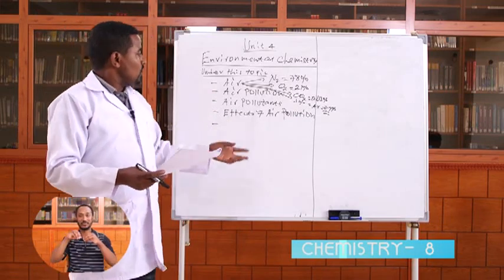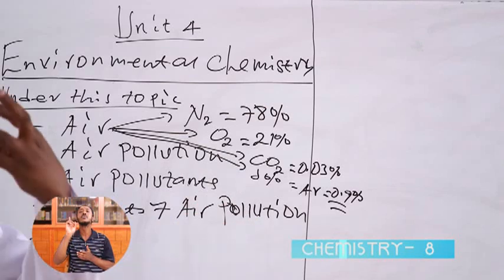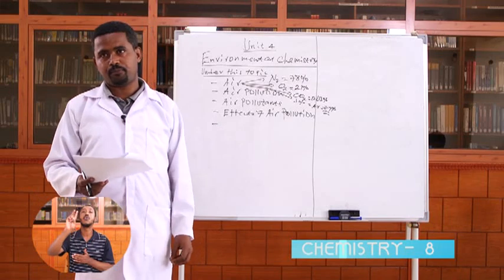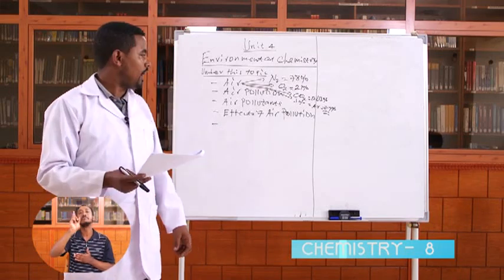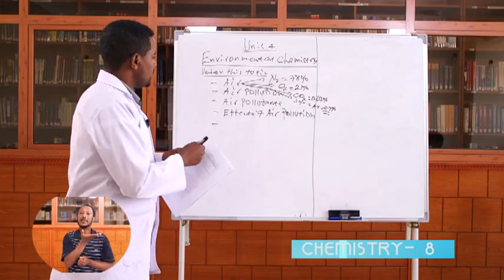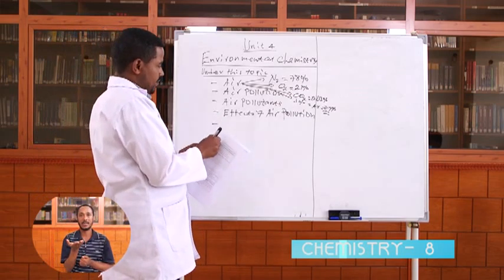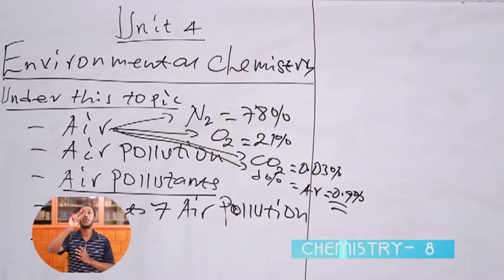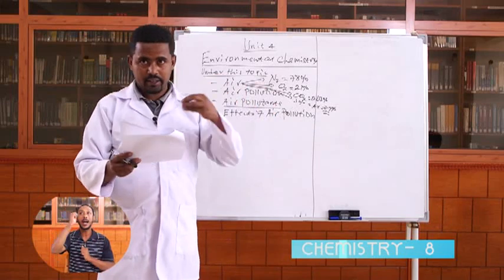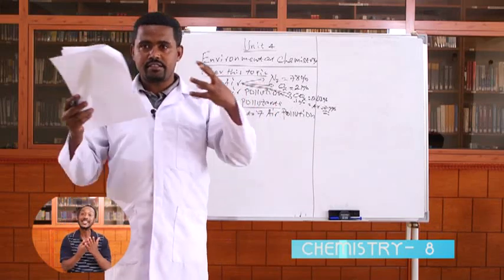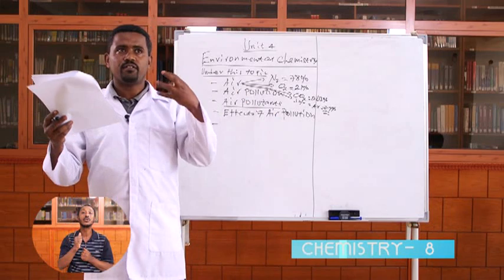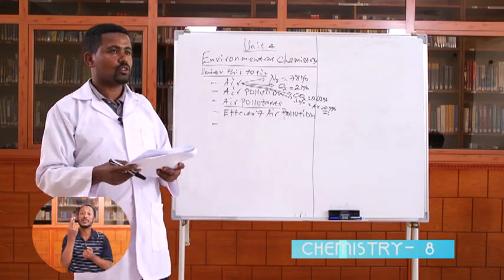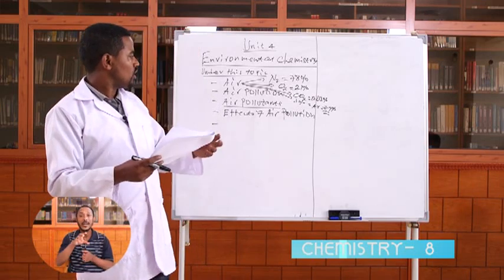Students, what are air pollutants? If there is air pollution, there are air pollutants. Air pollutants are substances that pollute air. These air pollutants make air unsafe for the intended purpose or the intended use.